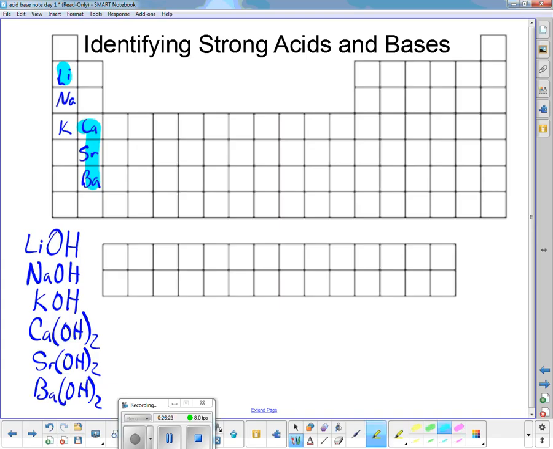Now, on this other side, I call it my swooping down. There are 6 strong acids too. There are 3 binary acids. Binary means what? 2. So there's 3 binary acids that have hydrogen and just something else. There are also 3 strong oxyacids.